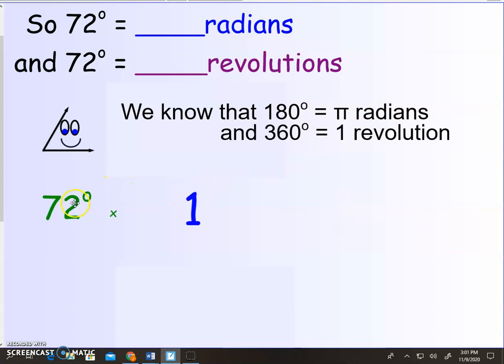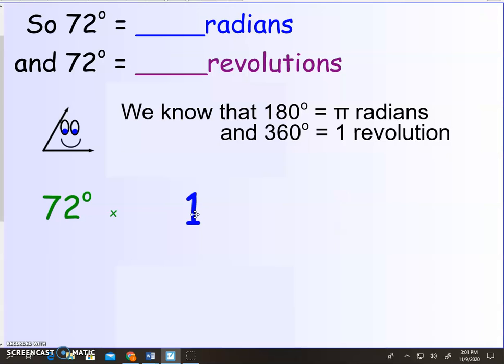So I'm going to take that 72 degrees that I was given, and I'm going to multiply it by 1, because I'm not going to change the value, I'm just going to change the way it looks. Except, watch how smart I am with that 1. That big 1, I'm going to dress up.